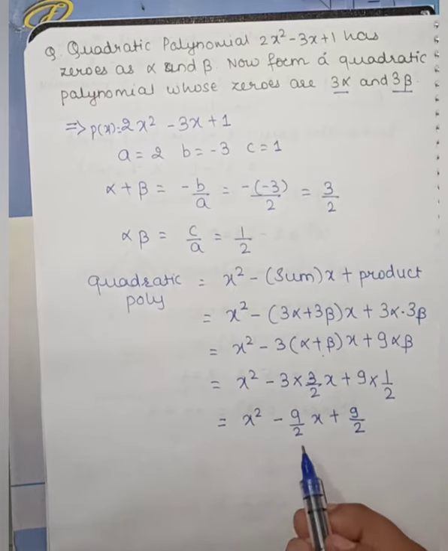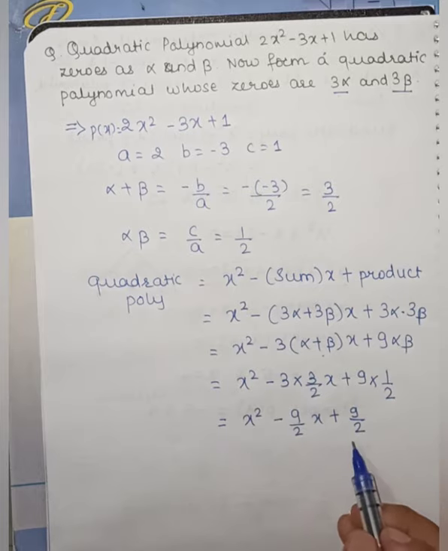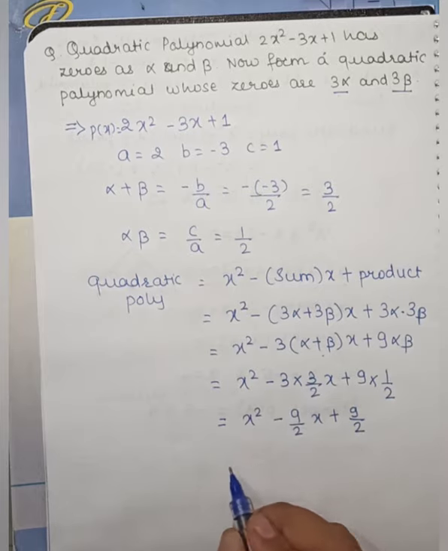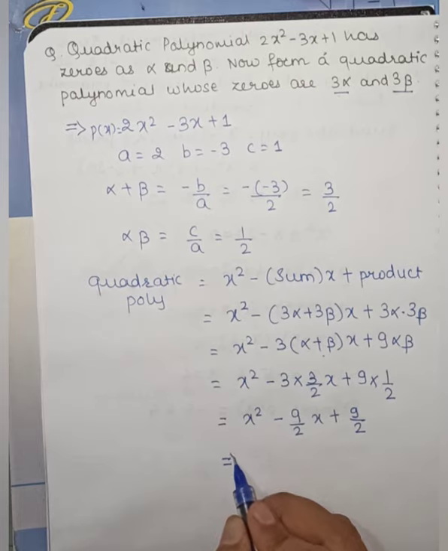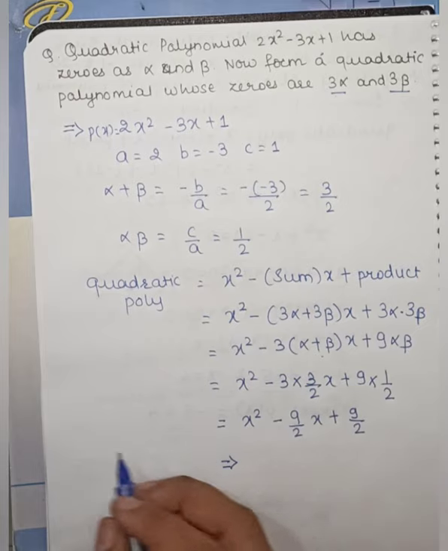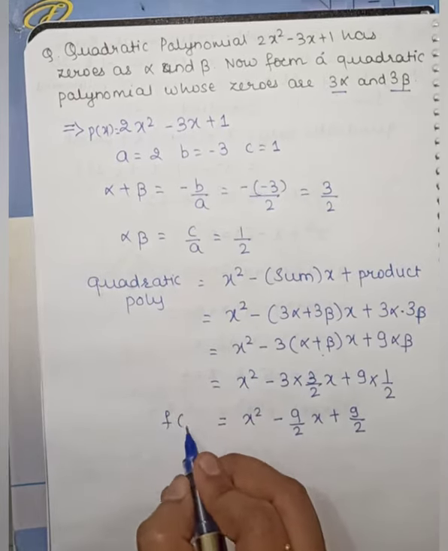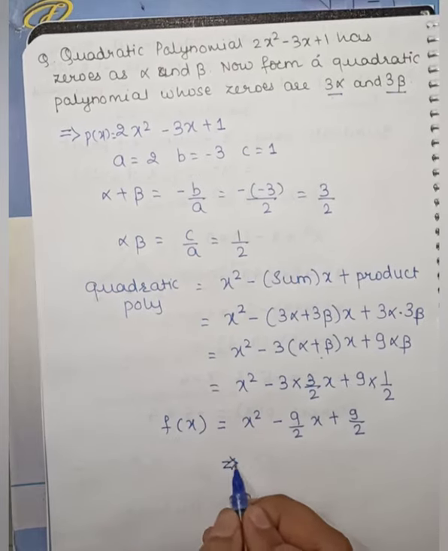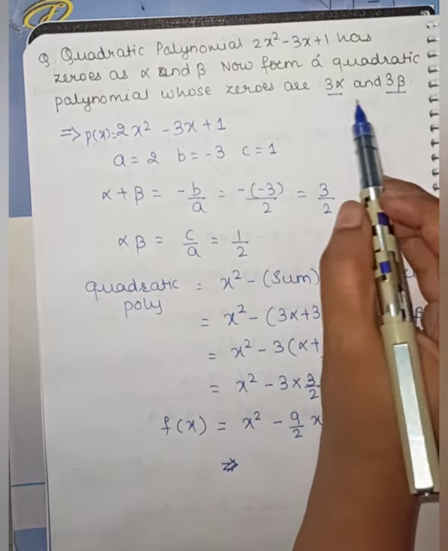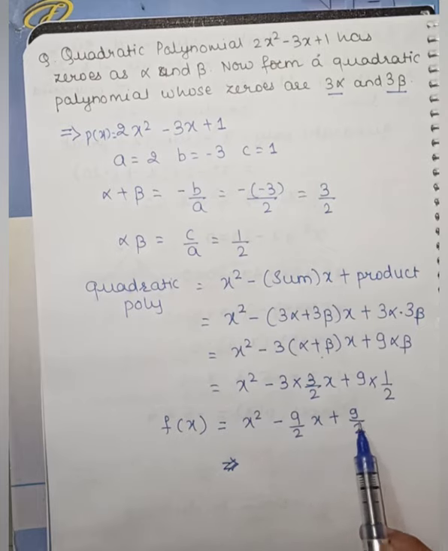Okay, so now here there is a number present in the denominator. So what we do, we usually multiply the whole equation with that number so that it gets eliminated. So I can write it like this also, or you can keep it as like this also. So if this is my p of x, let us name it as f of x. So the quadratic polynomial whose roots are 3 alpha and 3 beta is x square minus 9 by 2 x plus 9 by 2.